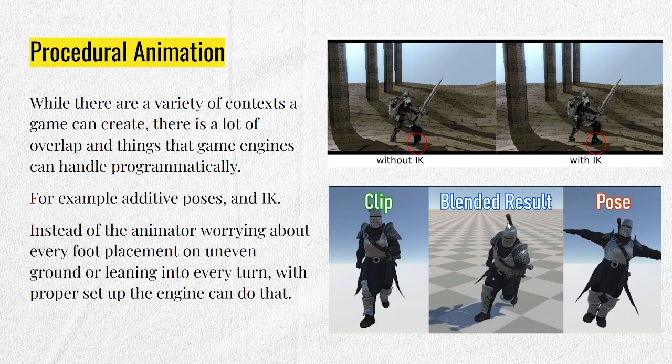This might be hard to see up here, but this is without IK. Foot is clipping into the ground. With IK, foot is above the ground. You'll also see this with someone, they'll walk along a wall and something will happen procedurally. Their hands will just kind of start to glide against the wall, make it look nice and good. That's the sort of procedural animation that we're talking about.